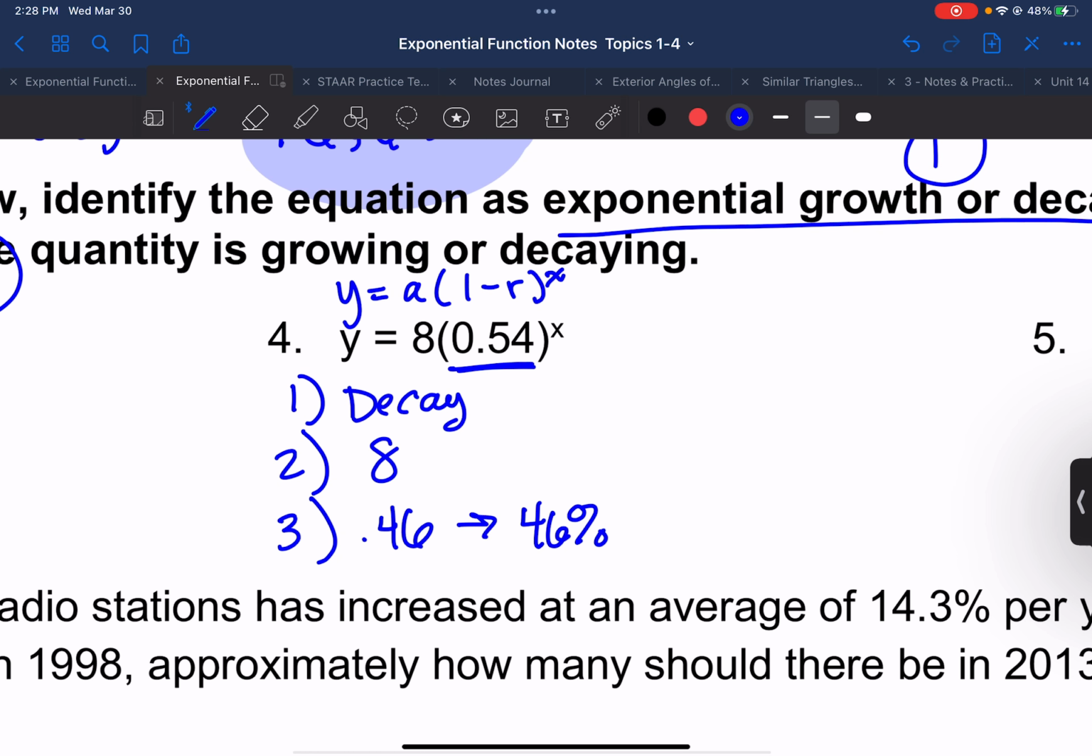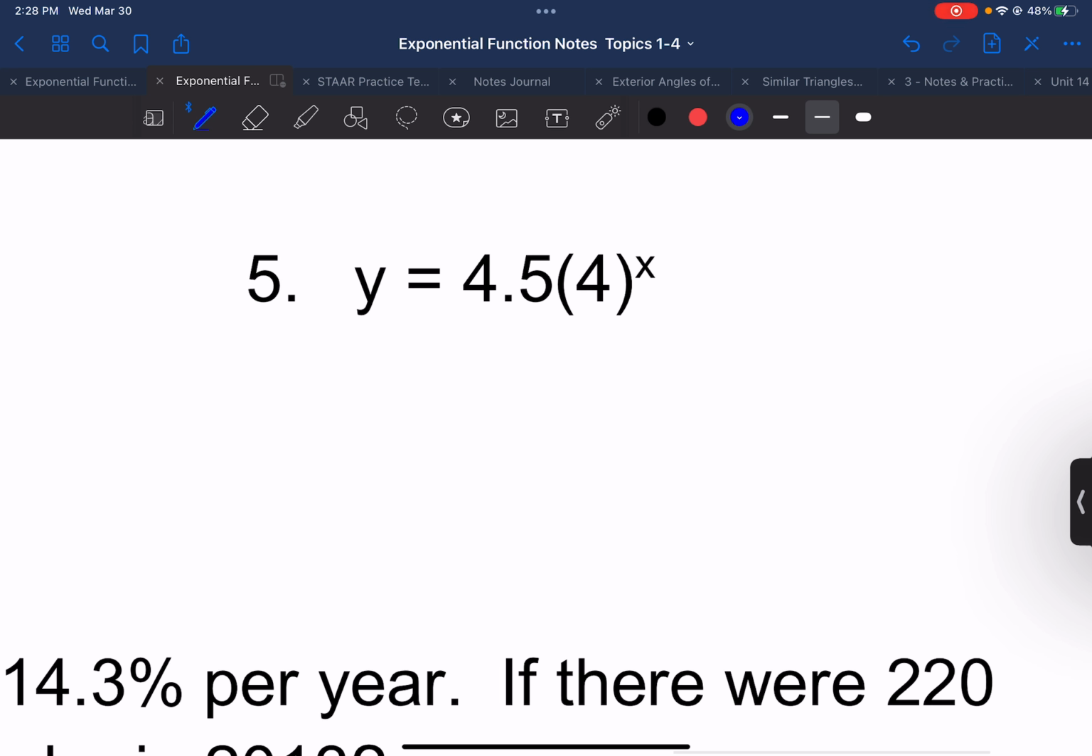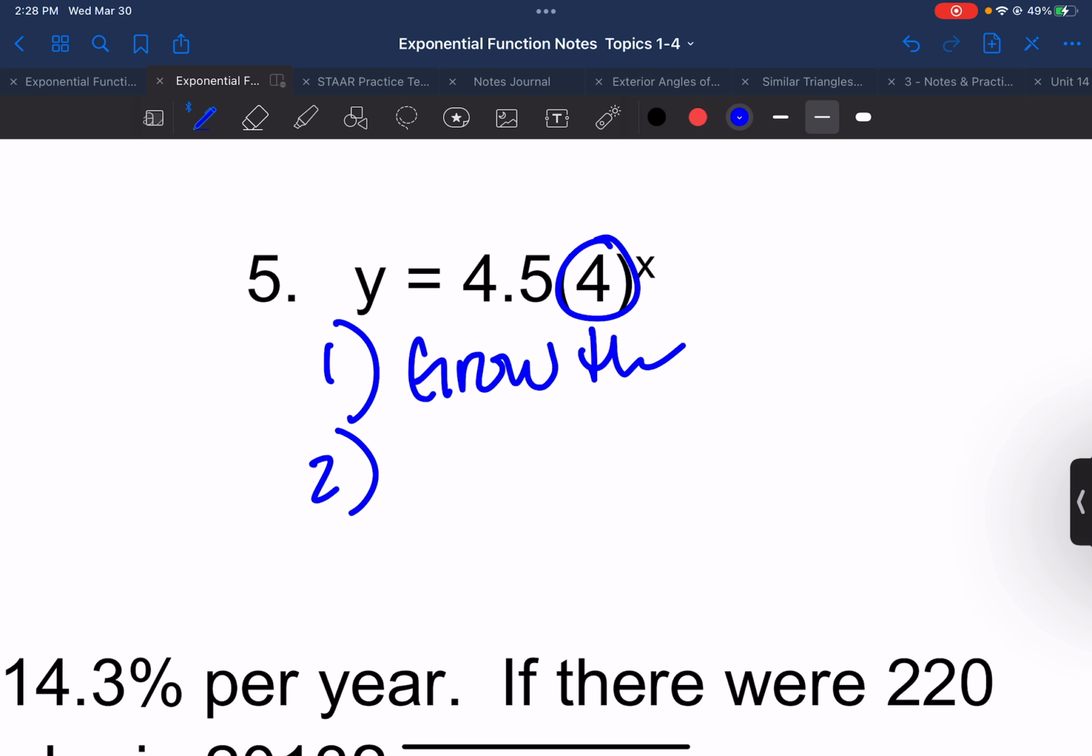All right, last one, and then we have one more problem. Again, this is a positive 4. Well, it's a 4, which is greater than 1, so we know this is growth. Excuse me, 2 is my initial value, 4.5, easy.